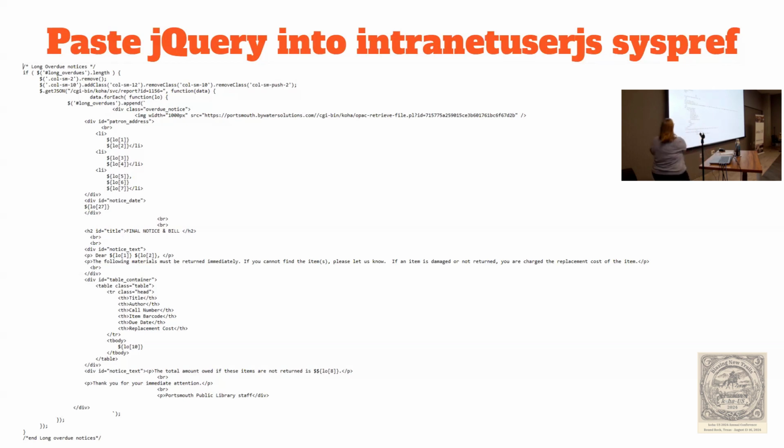okay, so anything that you borrow from another Koha library will hopefully start and end with some notes, and you'll know that it starts with long overdue notices, ends with end long overdue notices, and you should be able to get it there.